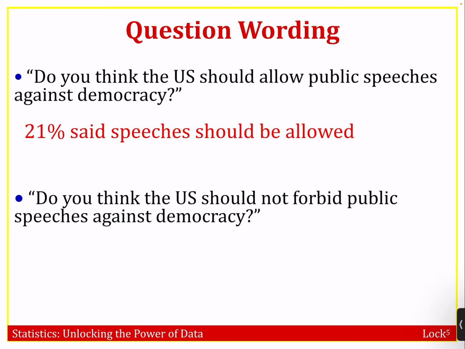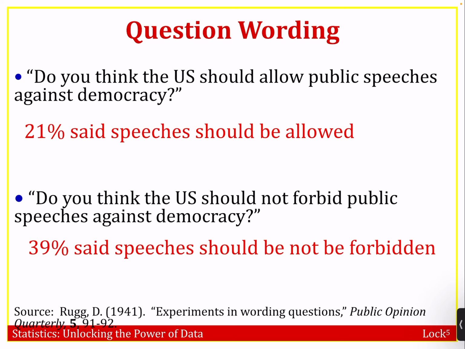21% of respondents said that speeches should be allowed. In other words, 21% of respondents said that public speeches against democracy should be allowed. 39%, however, said that speeches should not be forbidden. Those are two different numbers that really answer the same question in the same way. They both say that public speech should be allowed. Why is the second number higher? This is an example of wording bias.